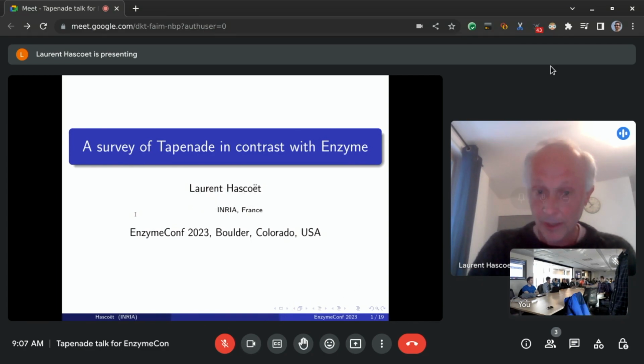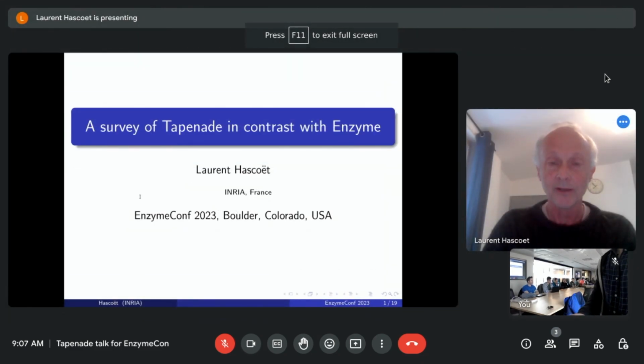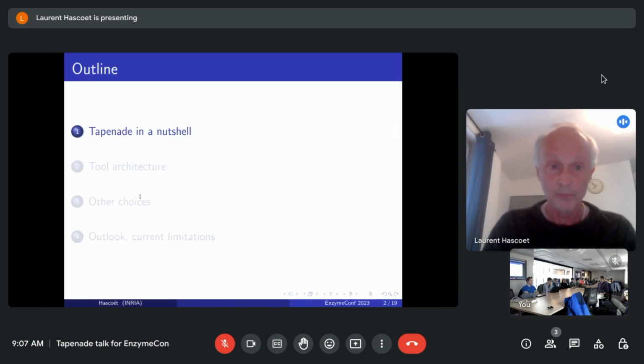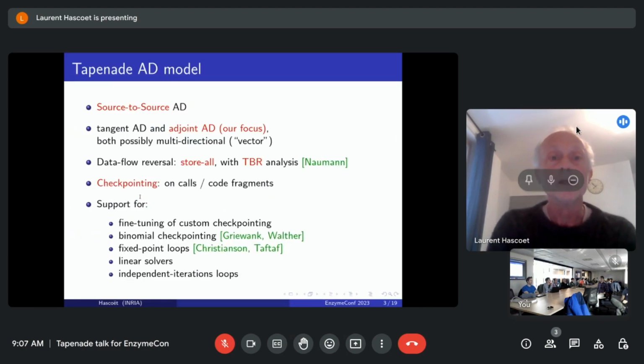So I'd like to present rapidly some things about Tapenade, and I tried to contrast with the little I know about Enzyme. So in a nutshell, the AD model of Tapenade is source-to-source AD. That's one of the starting and main differences, of course, because our goal is to start from a source in Fortran or C, and hopefully in more languages, and present the user with another source that does differentiation.